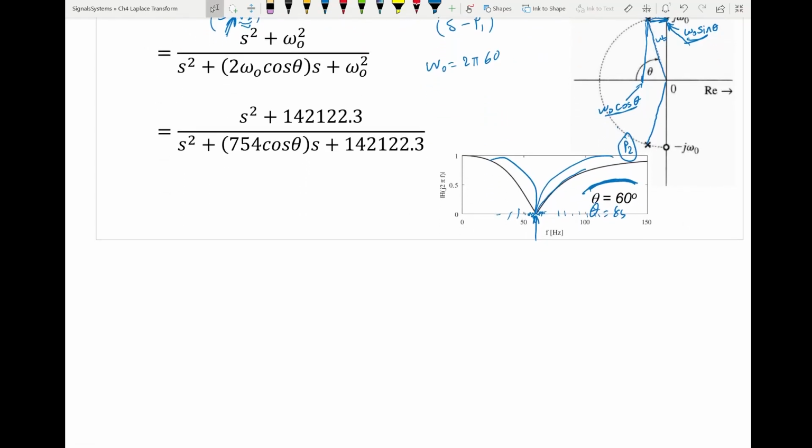That ends our system design using pole and zero locations. Thank you, and I will see you in the next videos for the Fourier series and Fourier transform.